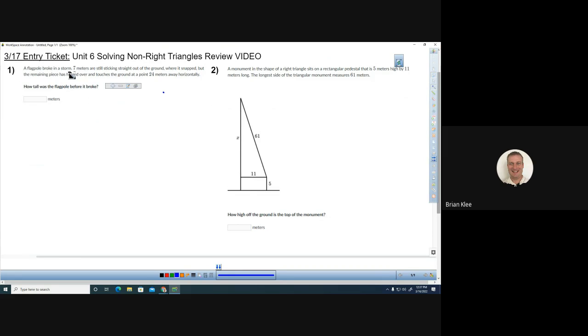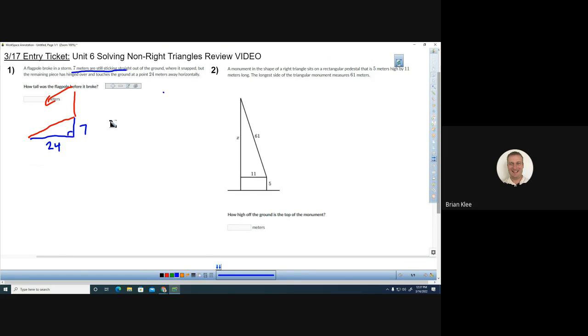So a flagpole broke in a storm. 7 meters is sticking straight out of the ground. That implies we got a 90-degree angle. It snapped off, but the remaining piece has hinged over and touches the ground at 24 meters away. So the flagpole was standing here. It snapped off and fell. And now it's laying there. And we just got told this is 24.